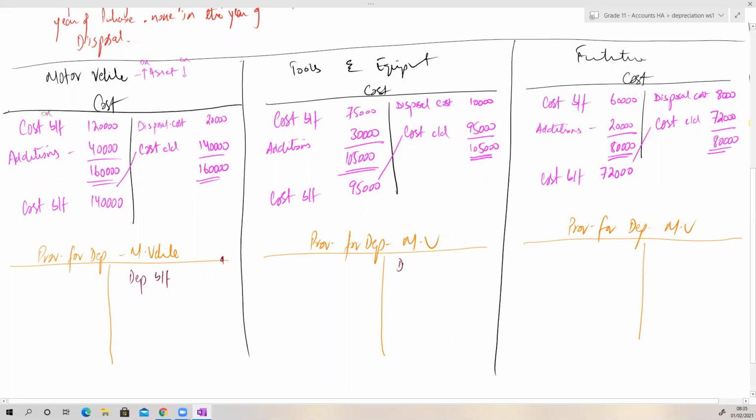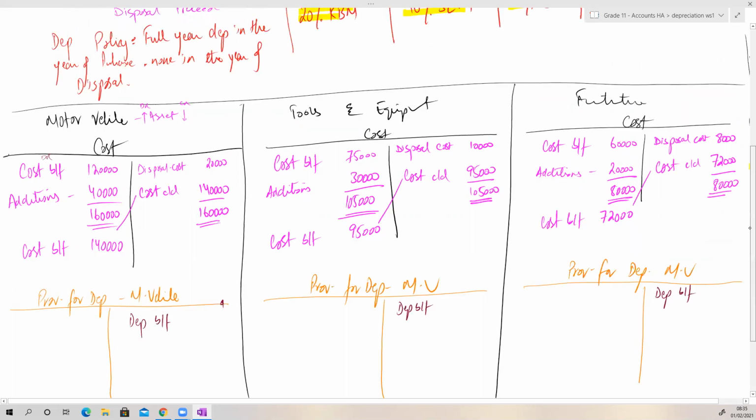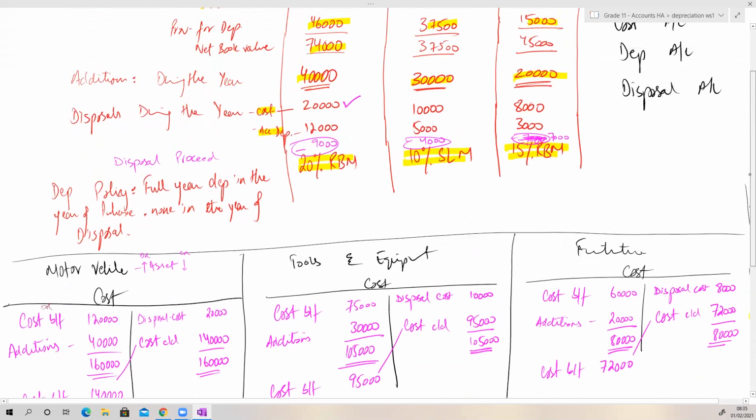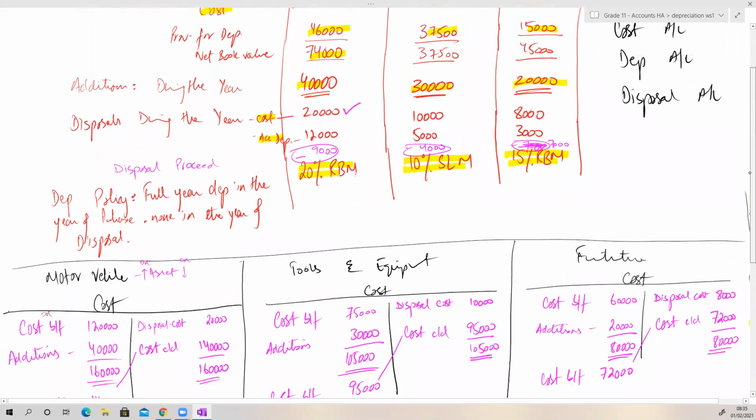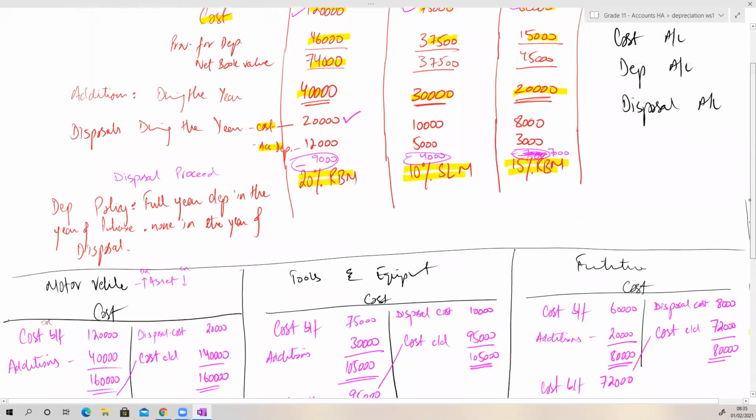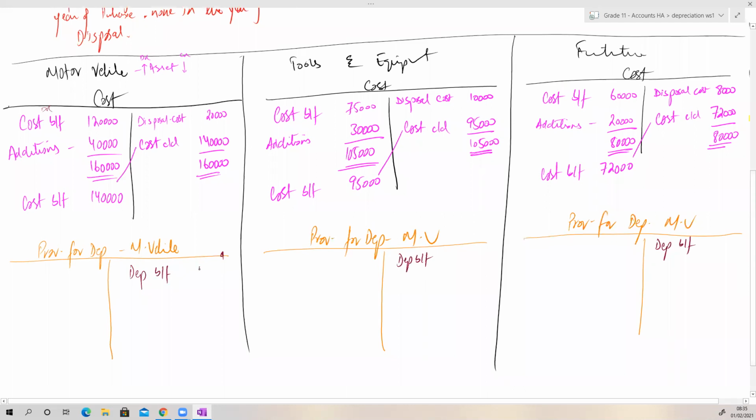ठीक है जी. So depreciation brought forward, which is 46, 37,500 and 15,000. ये तो हो गया बहुत सिंपल.